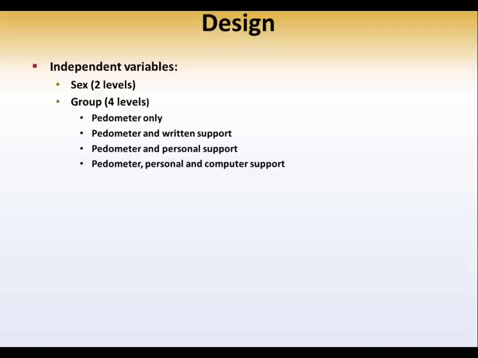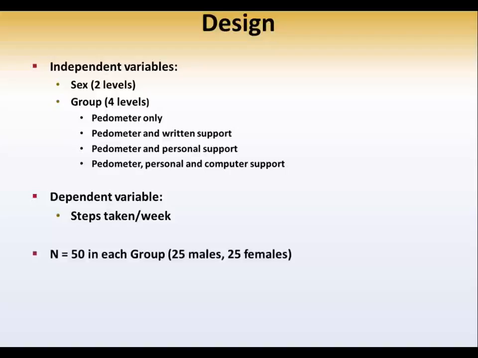One group received a pedometer only, another group received a pedometer and written support, the next group received a pedometer and personal support, and the last group received a pedometer and personal and computer support. The dependent variable is going to be steps taken per week. There will be 50 people in each group, 25 males and 25 females. Each cell then will have 25 people in it.